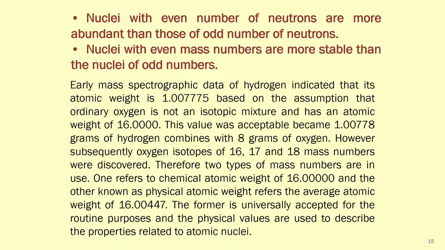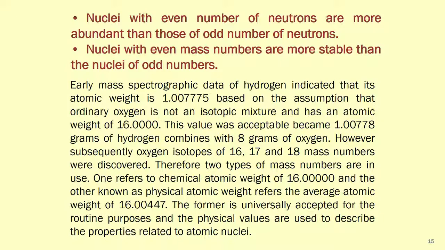So what he suggested is that there are nuclei with an even number of neutrons and an equal number of protons. Such nuclei are more abundant than those with odd numbers. Elements with even numbers of protons and neutrons are more abundant than those with an odd number of neutrons. So nuclei with even mass numbers are more stable than the nuclei of odd numbers.